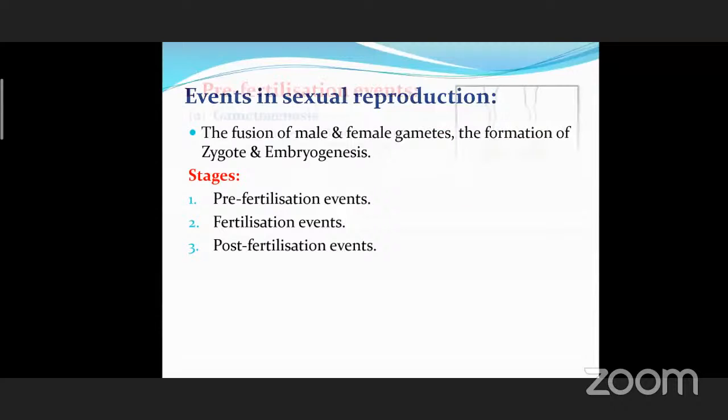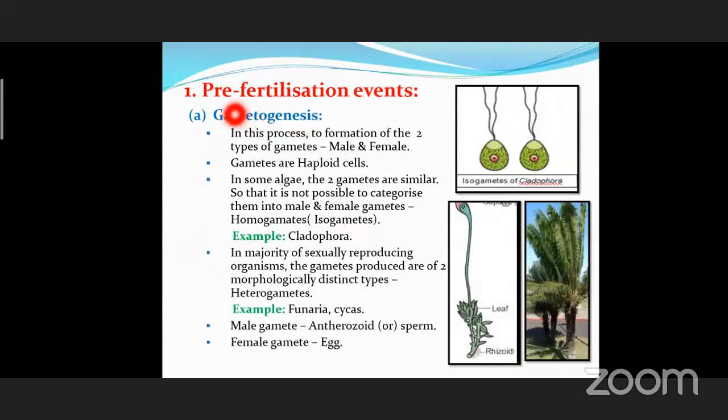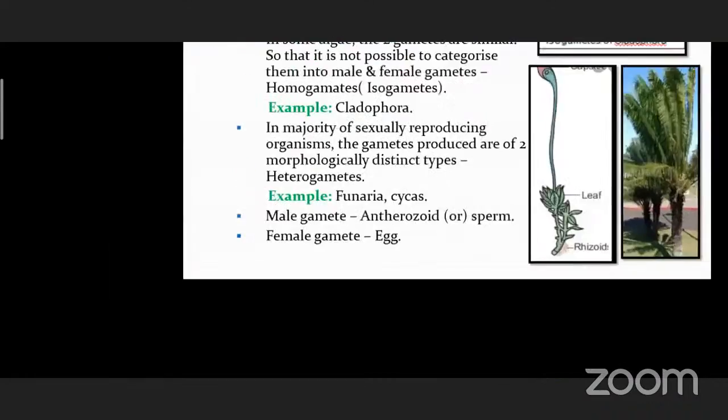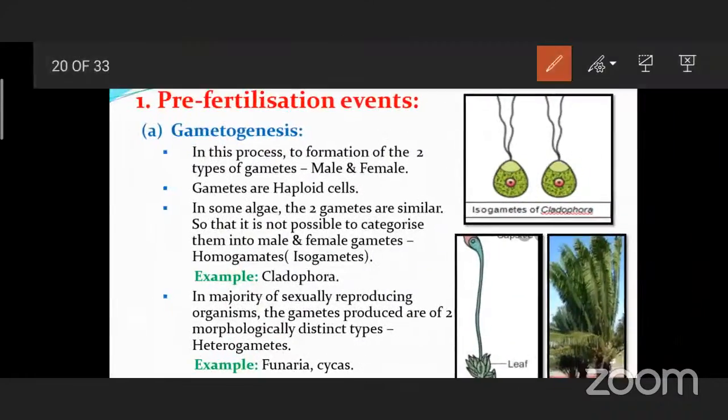So now let us discuss the first stage, pre-fertilization events. In pre-fertilization events, there are two stages. First, gametogenesis, second, gamete transfer. See here, this is gametogenesis. In this process, two types of gametes form, male and female gametes. Example, Cladophora.